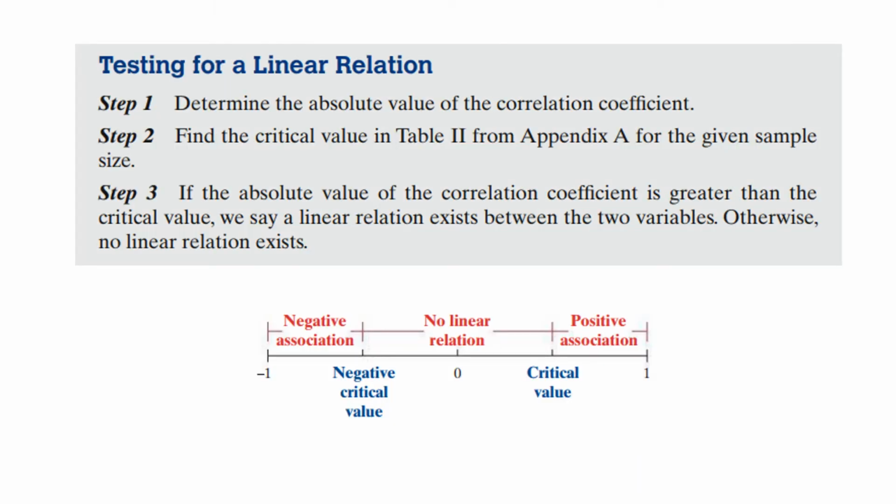Now this is something that was not in your video, and that is determining if the linear relationship is strong enough to declare that one exists. So step 1 is you determine the absolute value of the correlation coefficient that we just discussed, and then you look at the critical values in Table 2 from Appendix A for the given sample size. We will show you that, and here is the decision. If the absolute value of the correlation coefficient is greater than the critical value found in the table, we say a linear relationship exists between the two variables. Otherwise, no linear relationship exists.